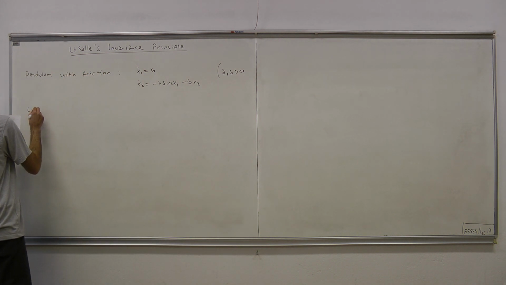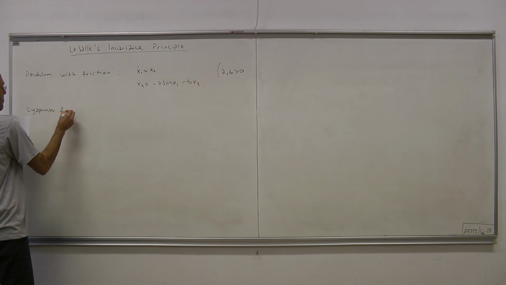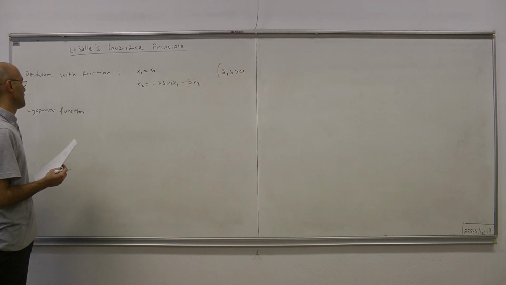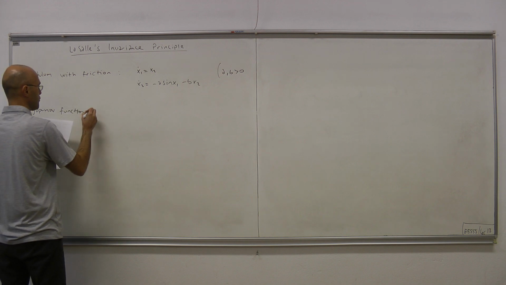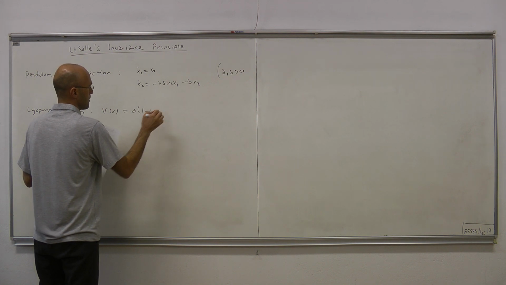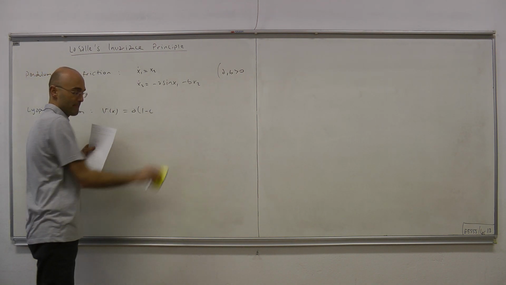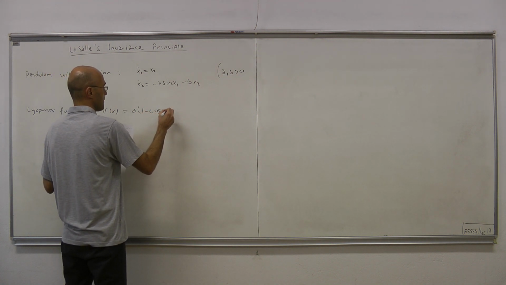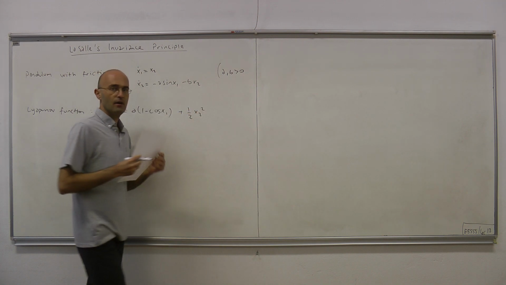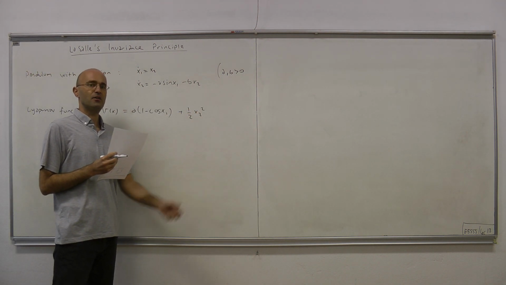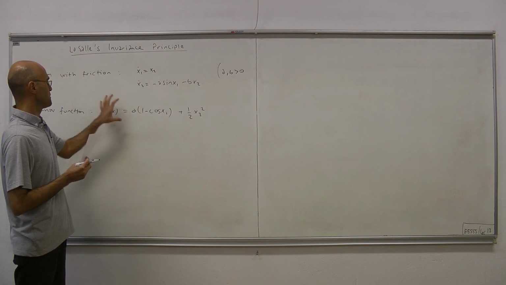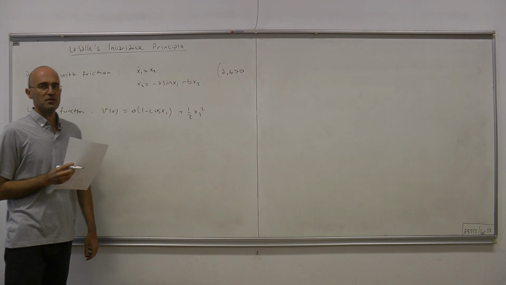Now, for this system, the very first candidate for the Lyapunov function is the total energy of the system, which has the following form: V of x equals a times (1 minus cosine x1) plus 1/2 x2 squared. This term represents the potential energy due to gravity, and this term represents the kinetic energy. And this V of x is locally positive definite.